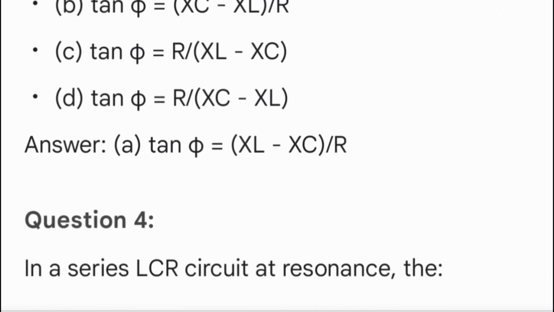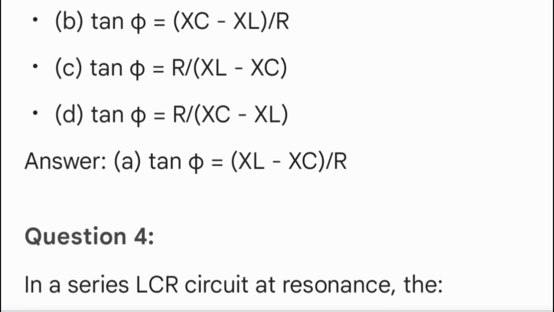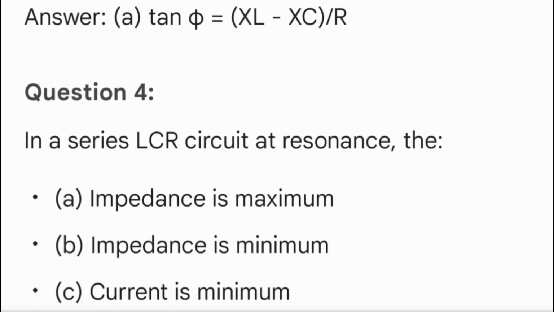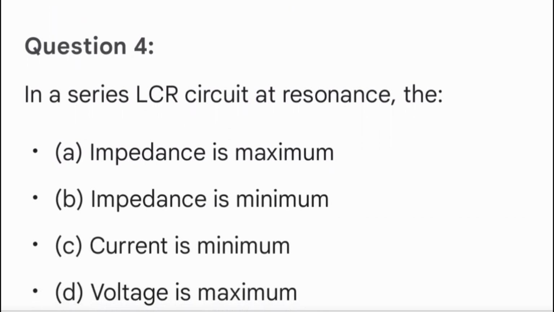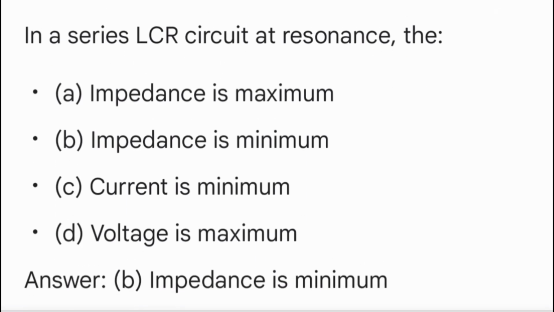Question 4. In a series LCR circuit at resonance, the A. Impedance is maximum, B. Impedance is minimum, C. Current is minimum, D. Voltage is maximum. Answer: B. Impedance is minimum.